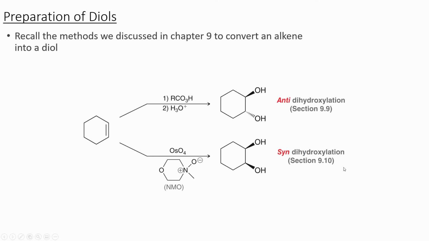In chapter 9, when we were looking at the addition reactions to alkenes, there were a few sets of conditions that gave us either the anti or the syn dihydroxylation to form the diol. So this forms a 1,2 diol.